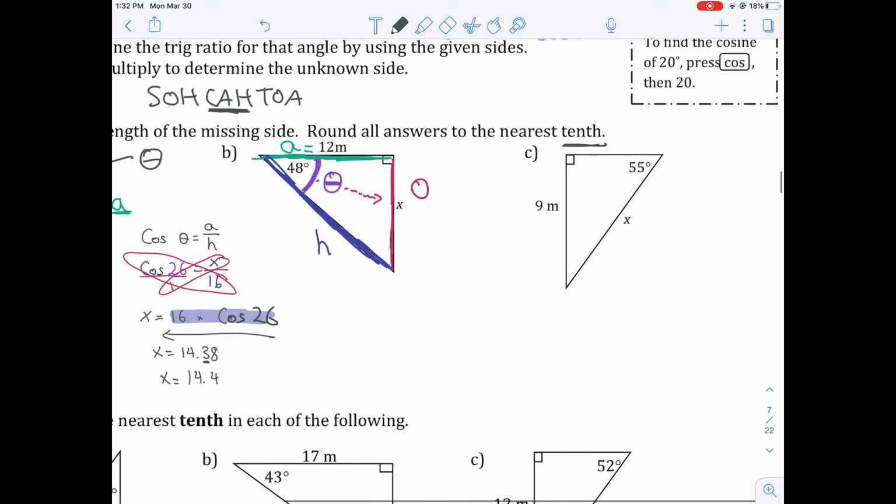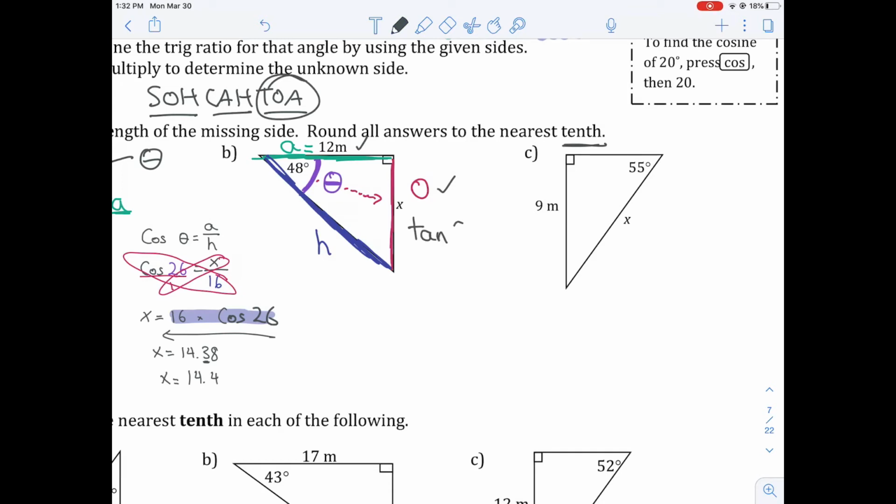Okay. Now let's just think about what we have and what we don't have. We have our adjacent, but we want to find our opposite. So which of the three does link the opposite and adjacent? Is it sine, cosine, or tangent? Which one has letters O and A? Well, tangent has letters O and A, so tangent is the one that we should be using.